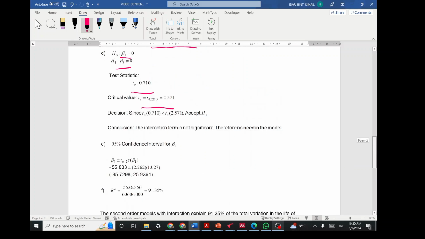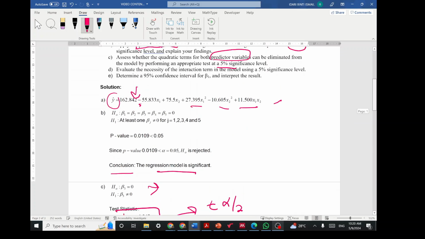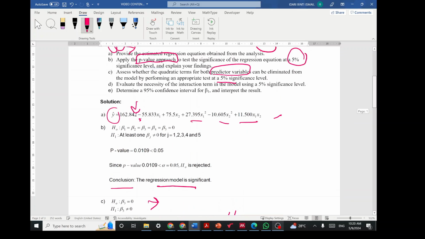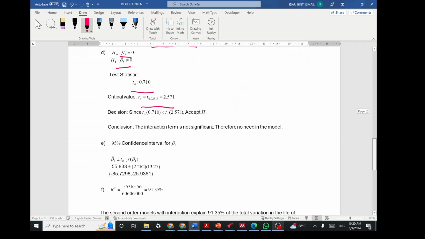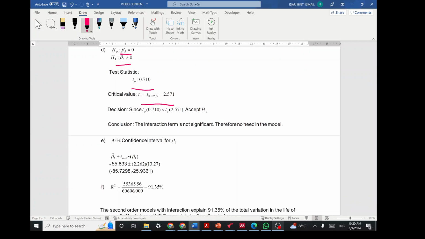Alright, then the last question, I think, if I'm not mistaken, determine the 95% confidence interval for beta and interpret the results. So here is how you can determine the confidence interval. So this is the formula. This is again, you can obtain from the statistical table. This is your regression coefficient. Alright, this is the regression coefficient. So you just substitute and you can get the lower limit and the upper limit. So that's how you answer the question of constructing a confidence interval for the regression coefficient.